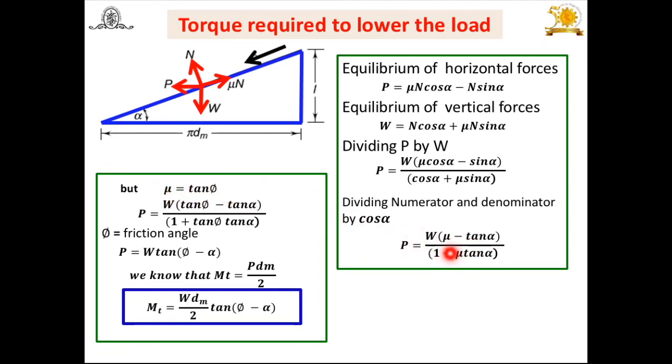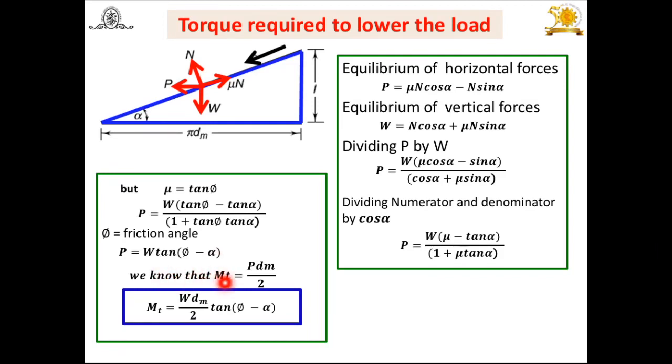But we know that mu is equal to tan phi, where phi is the friction angle. Substitute here, mu means tan phi. So you will get P is equal to W (tan phi minus tan alpha) upon (1 plus tan phi into tan alpha). But tan phi minus tan alpha upon 1 plus tan phi into tan alpha is nothing but mathematically tan of (phi minus alpha). So we substitute here, and you will get P is equal to W tan of (phi minus alpha).